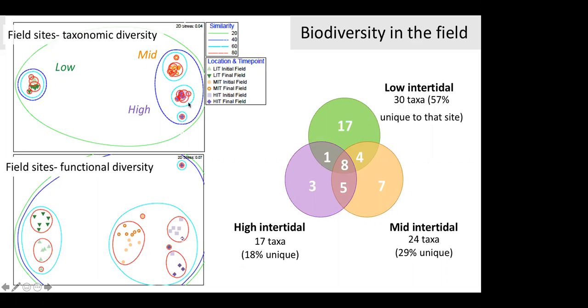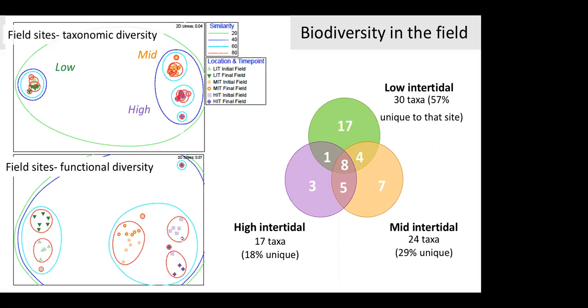So here you can see the cores from the mid and the high intertidal were very similar in terms of the species that were present, but also in terms of the functional diversity. So who was a burrower, who was actively motile, who's a herbivore, who's a predator. So these cores were very similar in terms of the functional diversity, but the low intertidal site, again, was the most unique. And in the low intertidal site, 57% of the taxa were only found in that low intertidal site.